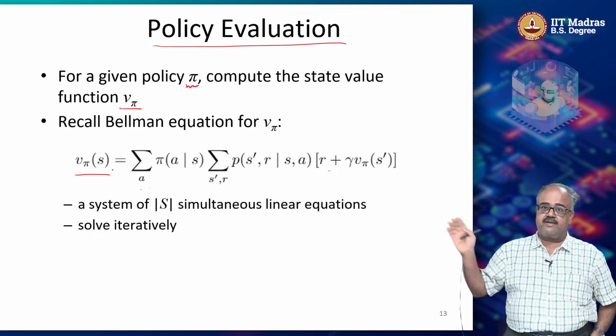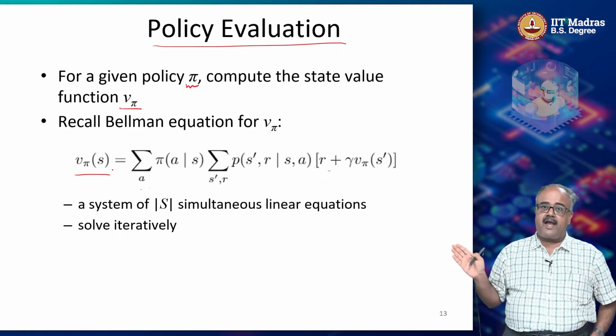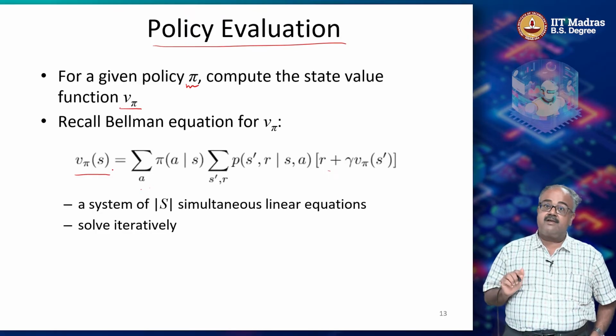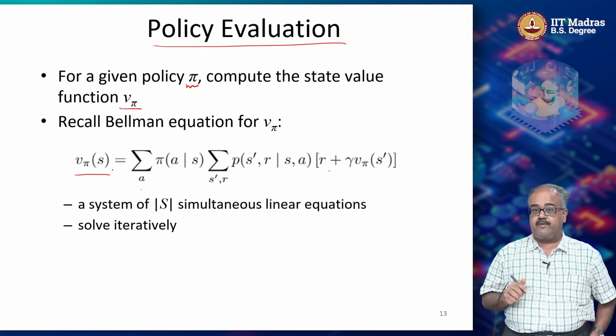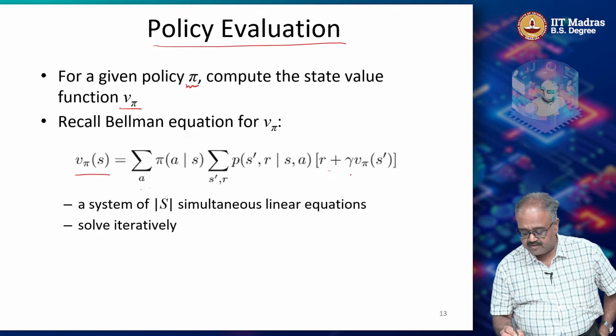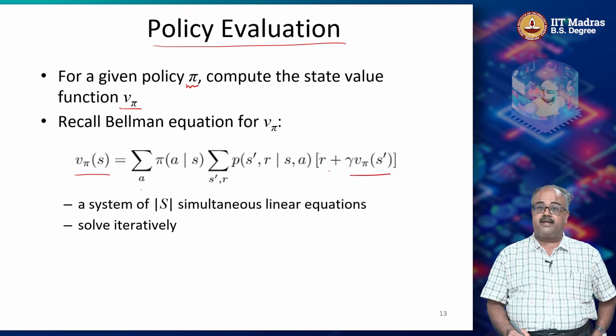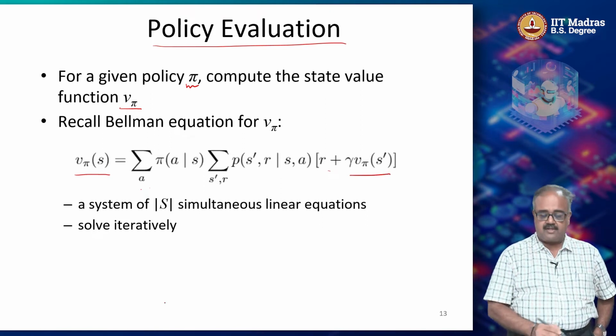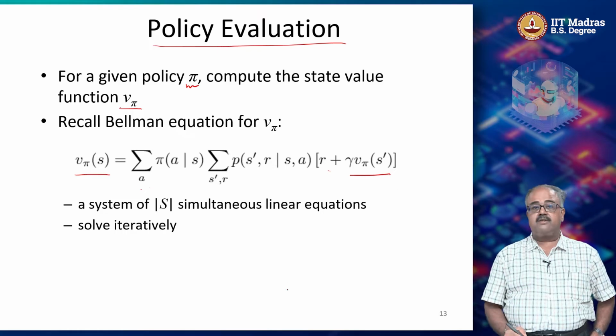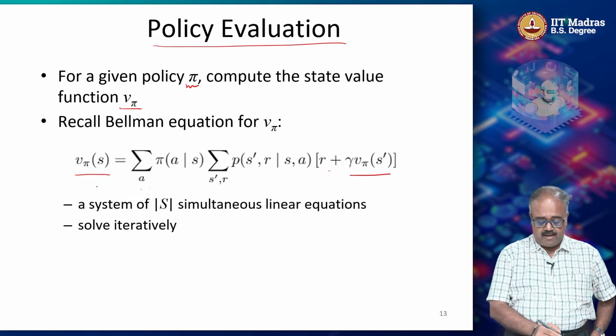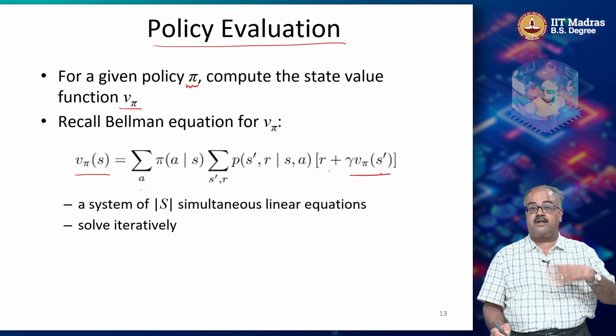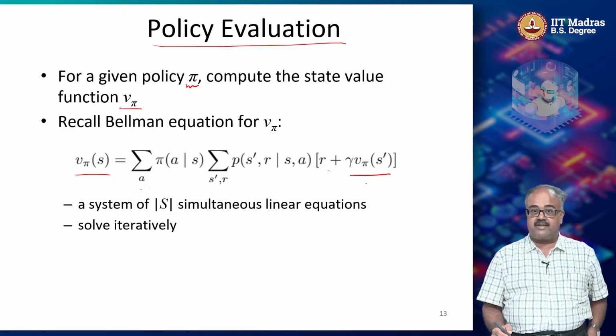You have v pi of s on the left hand side of the equation, and you have v pi of s on the right hand side of the equation also, right? So what do we mean by that? So you have v pi appearing here, right? So this is an unknown, this is also the unknown, and the same s can appear here also. It's not like it will appear only on the left hand side, right?